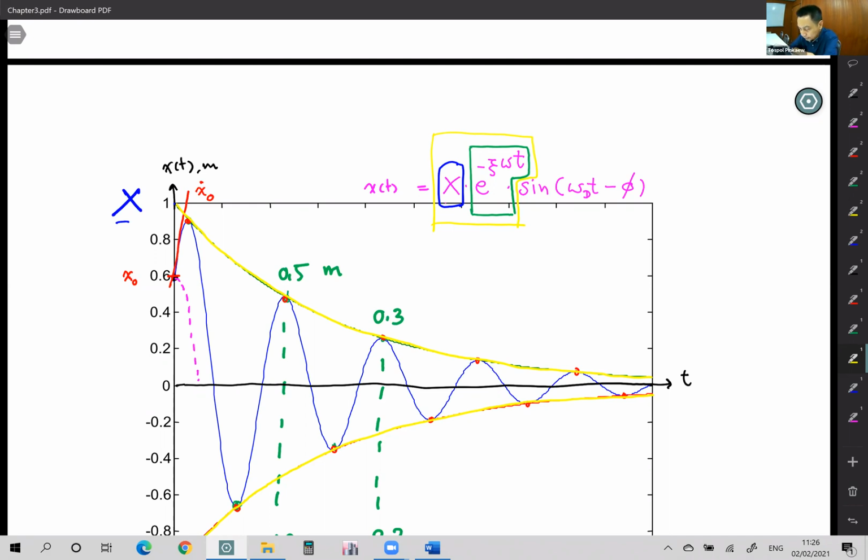The big X is just the term to create the envelope at the initial conditions, at the time t equal to zero. If I have very high energy to start the vibrations from the initial condition, I would have a very, very big X. And if I have very small energy to start the vibration, my big X is going to be small too. Okay?